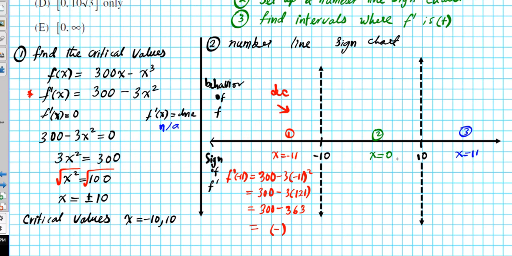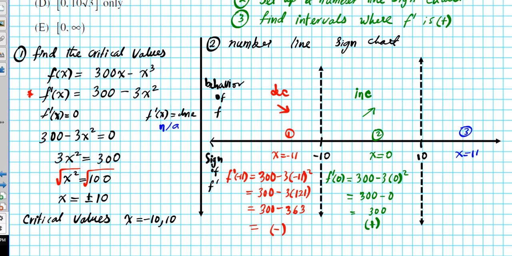Now let's take a look at interval 2, x equals 0. We want to look for the sign of f prime. F prime of 0 is going to be 300 minus 3 times 0 squared. Using the order of operations, we have 300 minus 3 times 0, which is just 300. And we can see that f prime is positive on this interval. What does that tell us about the behavior of f? It tells us that f is increasing on this interval.